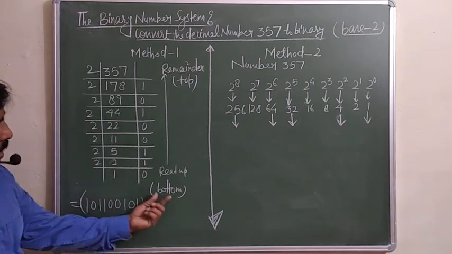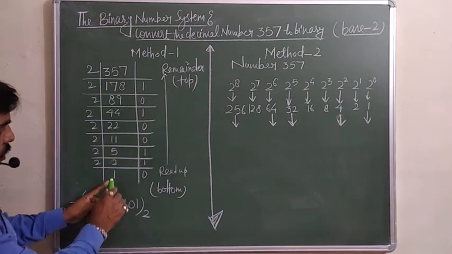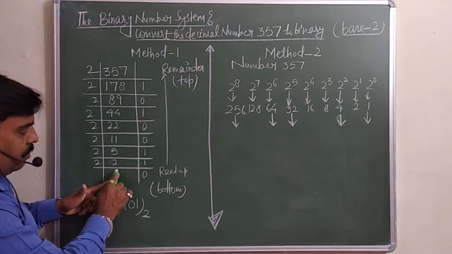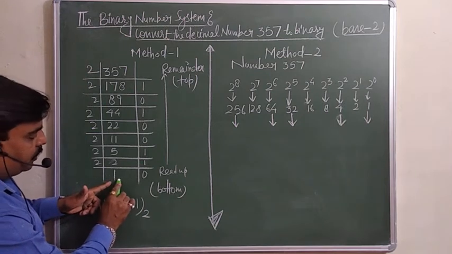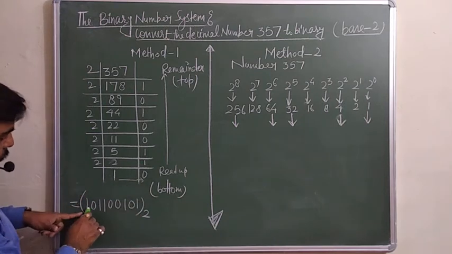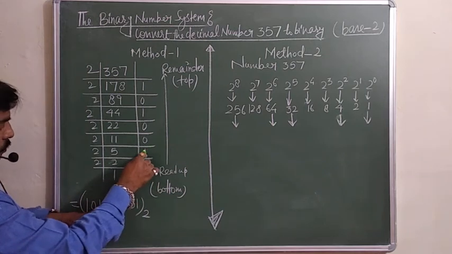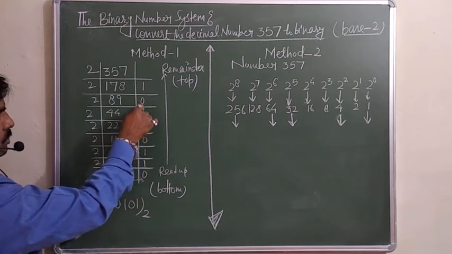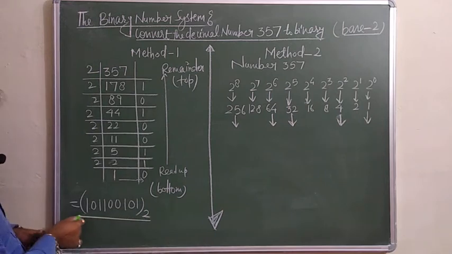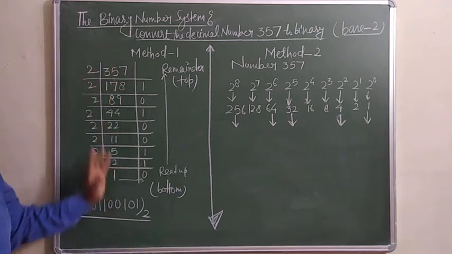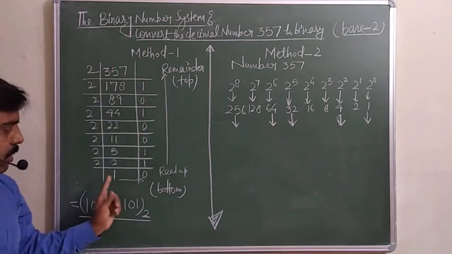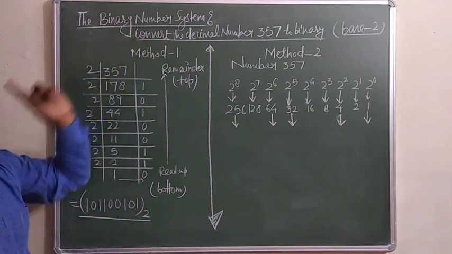Now you have to write the remainders from the bottom. We start from the last one, then 1, then 0, then 1, then 1, 0, 0, 1, 0, 1. This is your binary number. This is one of the methods: you divide, write down the remainders, and read from bottom to top.